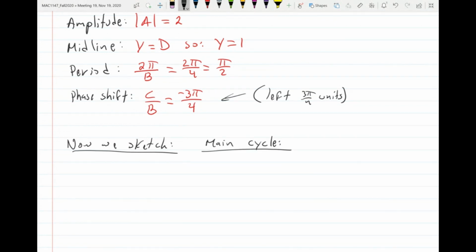So main cycle first. And remember, the information on the main cycle is encoded right here. The phase shift tells me that it is negative 3 pi over 4. So you immediately know that the left endpoint is negative 3 pi over 4. The number that you write there is whatever the phase shift was.